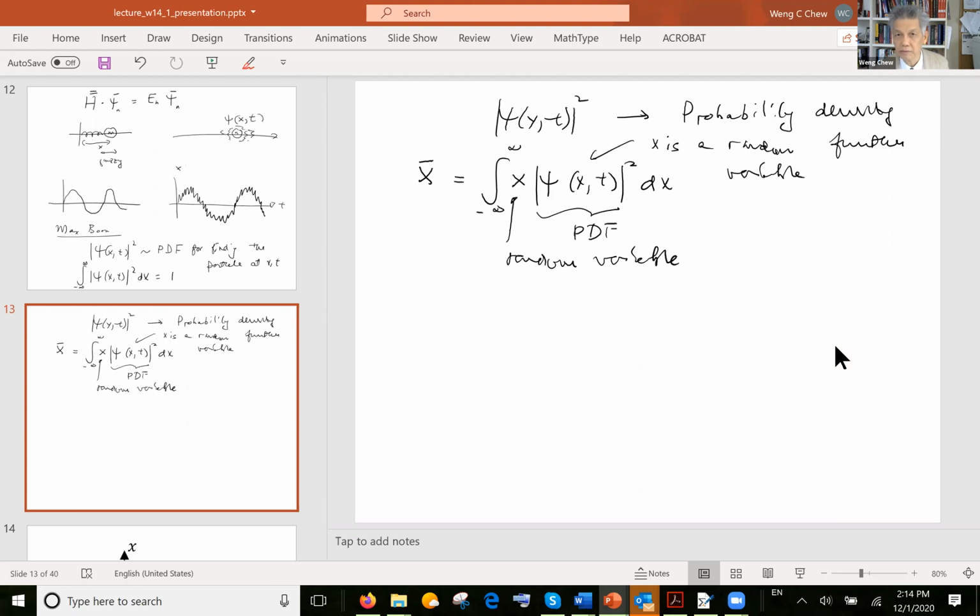Let me see. So it's a random variable. I thought I had the formula for the variance written down somewhere. Apparently, I didn't have it written down. Maybe it's over here that I wrote it down.